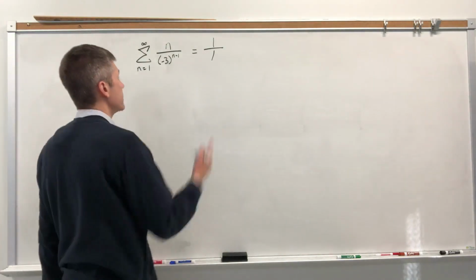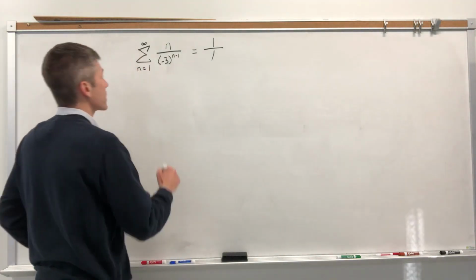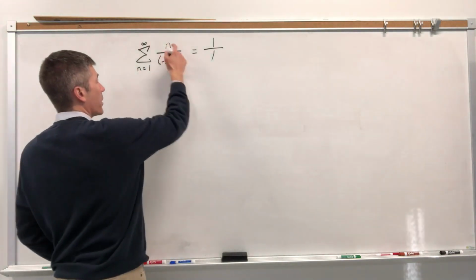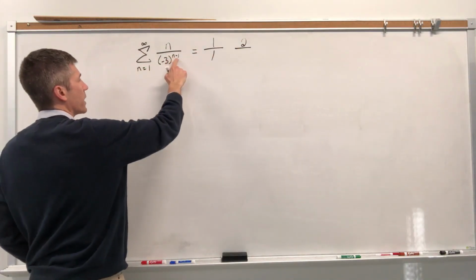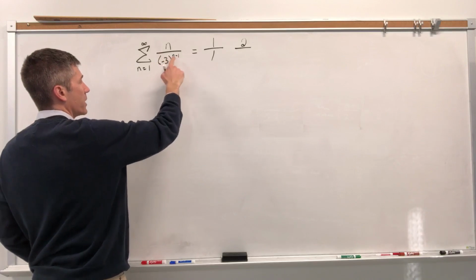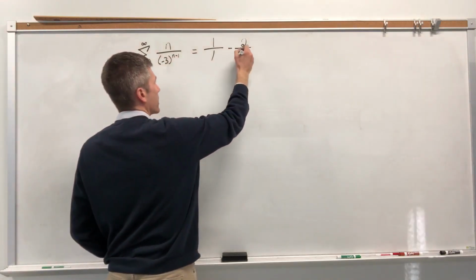I don't want to write it again. Next term. We are going to plug in a 2. I'm going to have 2 over, I'm holding off on my signs here. 2 minus 1 is going to give me 1. Negative 3 to the 1 is going to give me negative 3.